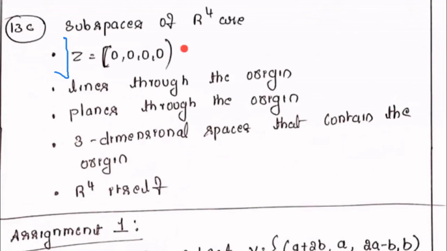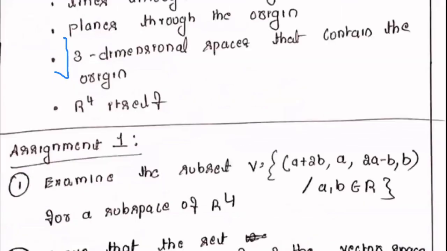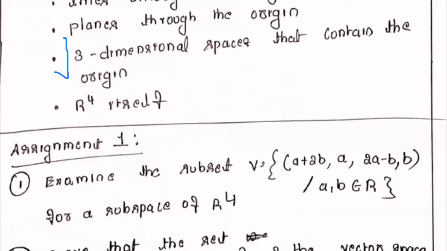Similarly for R to the power of 4, you have a 0 vector. Next comes a line through the origin. That means a line, okay. So that means x, 0, 0, 0; 0, y, 0, 0; 0, 0, z, 0; 0, 0, 0, a. For the planes through the origin, you consider 2 variables, and the other 2 variables are 0. For 3-dimensional subspaces, consider 3 variables, and the other dimension is 0. So these are all the possible subspaces. Okay.